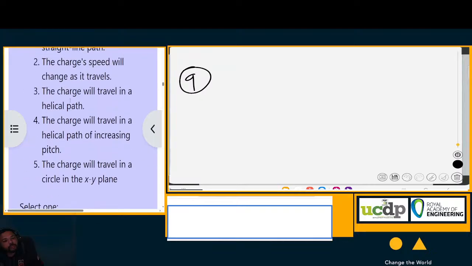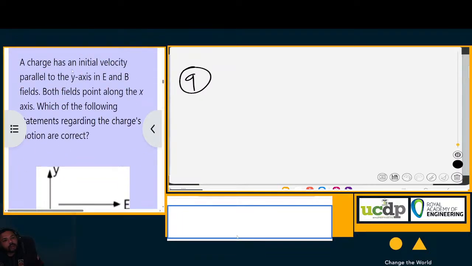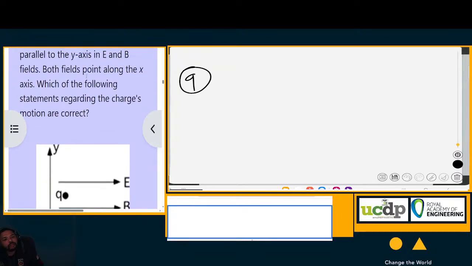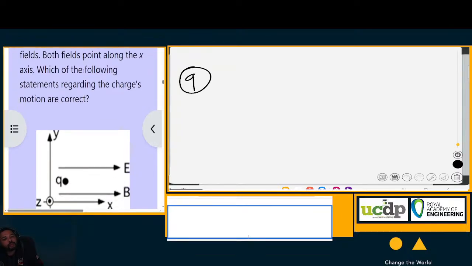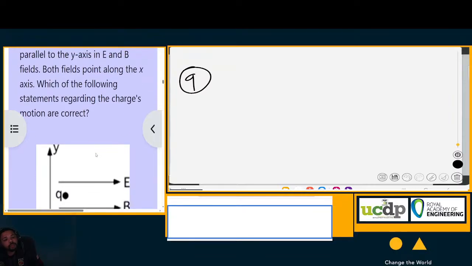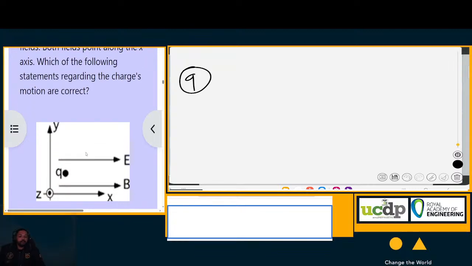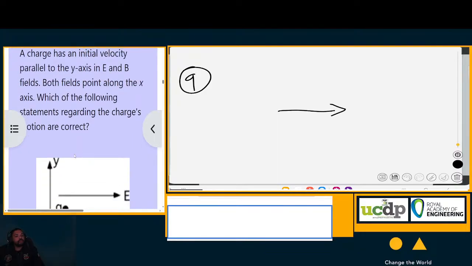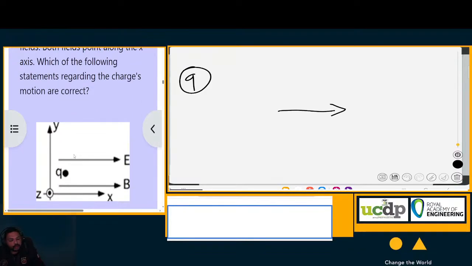It's again the same options. What will happen? Now it has an initial velocity that is parallel to the y-axis. So it's perpendicular to the magnetic field. So now the magnetic field will have a force on it. The electric field will push it along, let's say, the positive x-axis, but since the magnetic field is along the positive x-axis and the velocity is along the y-axis, the magnetic force will move it in the k-hat direction.